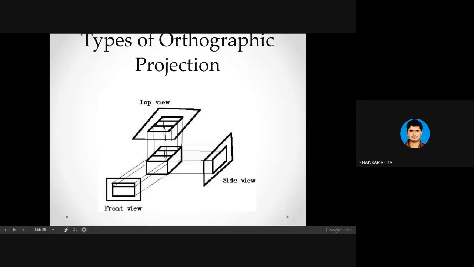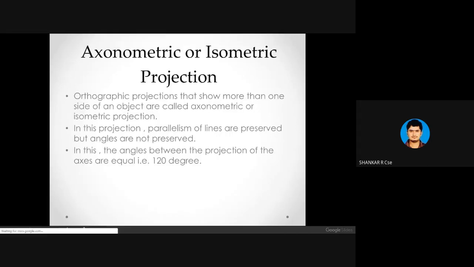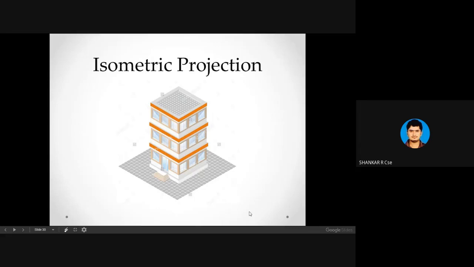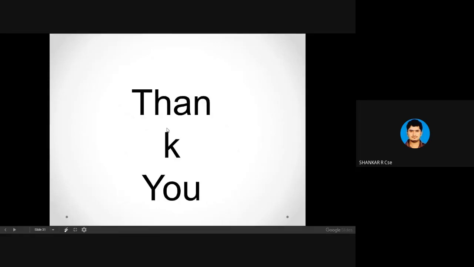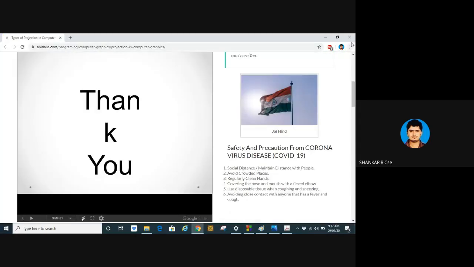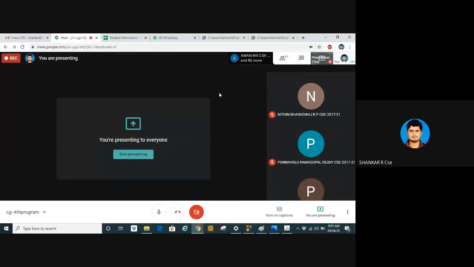Nowadays, they come with 3D modeling. You will see an isometric projection, that is called 3D projection as well, something like this. Yeah. But again, they are all part of parallel projection. So this is what we can talk about various projections as such.